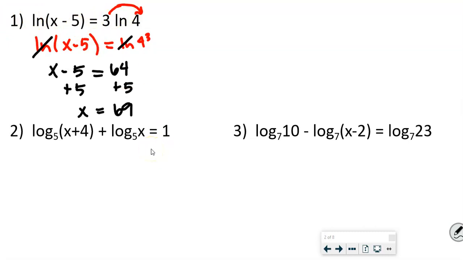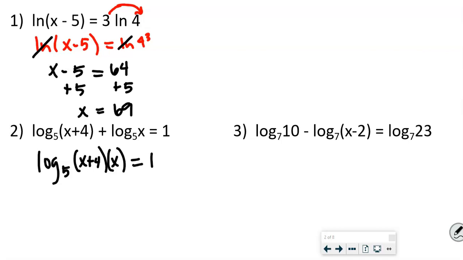All right, so the next one, we have log base 5 of x plus 4 plus log base 5 of x equals 1. So we're going to rewrite this as log base 5, and we're going to do the x plus 4, and we're going to multiply it by the x. Now, the reason why we're multiplying it when we condense is because there's a plus sign there. So anytime you see a plus sign, you're going to multiply. That's going to be equal to 1, okay?